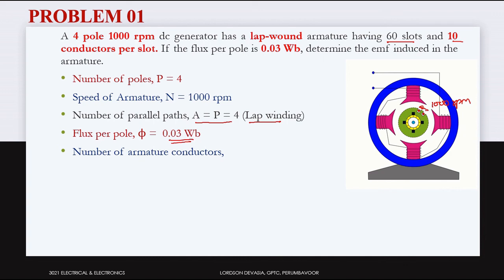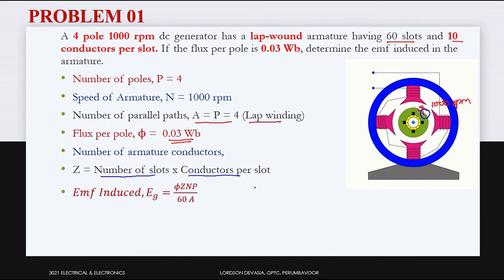So here we can see the slots. The total number of slots is 60, and in one slot there are 10 conductors. So the number of armature conductors is equal to the number of slots into conductors per slot. The number of slots is 60 and the conductors per slot are 10. So Z is equal to 600. So the total number of conductors is 600.